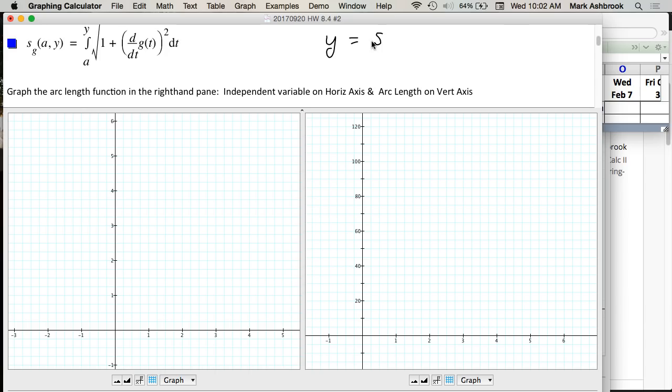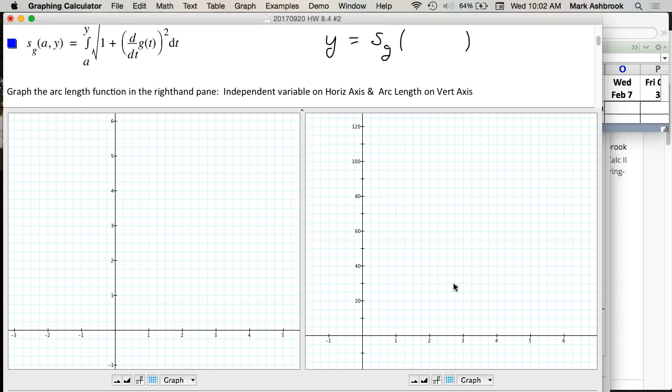of G. Now the key is what's going to go inside here. So this is saying take values of the dependent variable of the arc length function and put them on the y-axis. That's what that's saying. Okay, that's what we want. All right. So then what will our first argument be here?